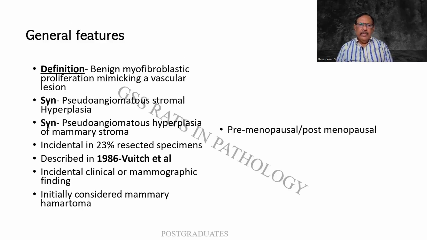Definition. It is a myofibroblastic proliferation mimicking a vascular lesion. So, PASH here means pseudoangiomatous stromal hyperplasia, or sometimes it is also called pseudoangiomatous hyperplasia of mammary stroma. It was an incidental finding in the resected specimens, described by Vuitch et al., 1986. And it has been diagnosed both by clinical and mammographic methods. It can be taken to be a mammary hamartoma or otherwise.